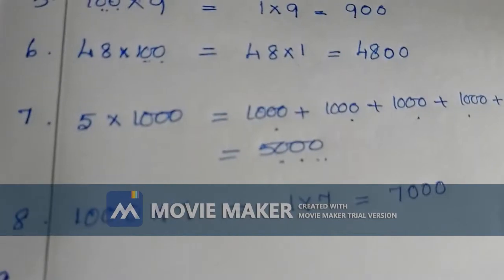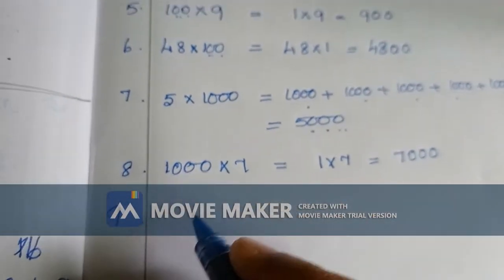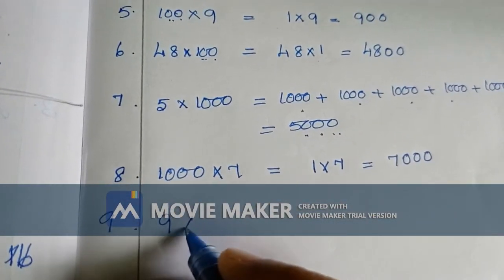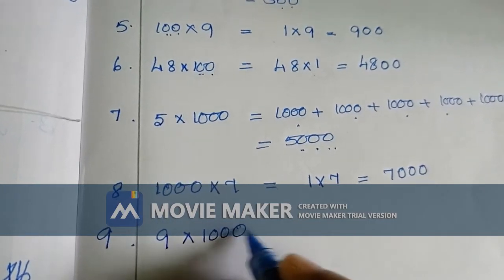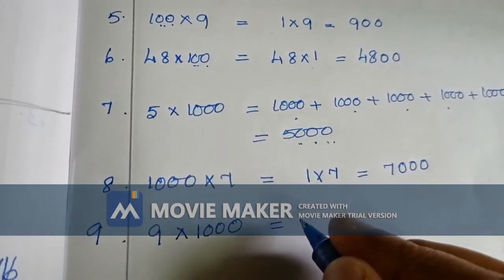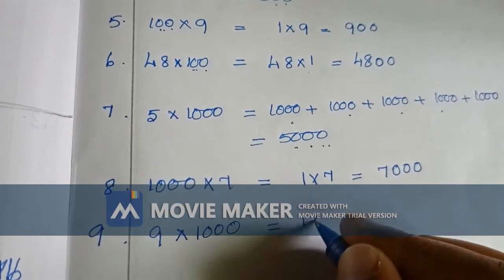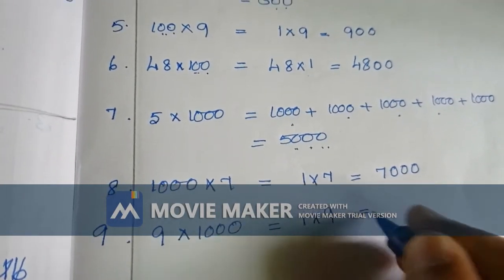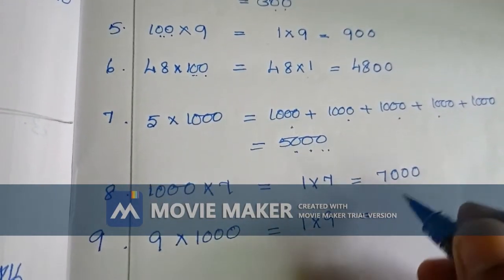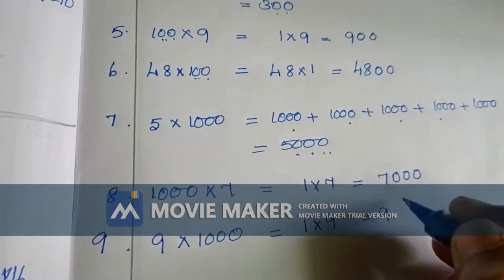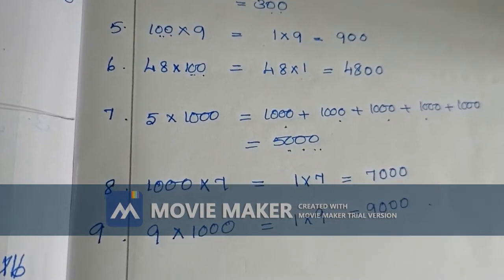Okay, more example. Multiply 9 by 1000. Okay, so first multiply this 9 by 1. Okay, then we have to write 3 zeros in this hundreds place, tens place and ones place.